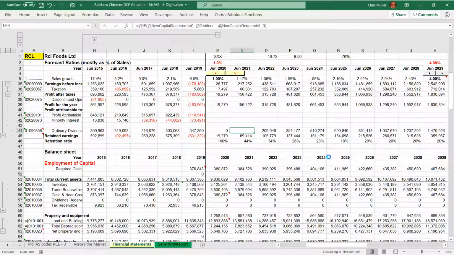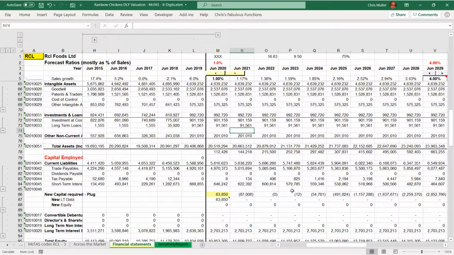I want to delete that dividend and recalculate. It takes a while. It's deleted. Let's see if we didn't pay it out as a dividend. I want you to see it now sits there as negative new capital required, as a surplus. We can't have that just floating around. That's a leak on our balance sheet.